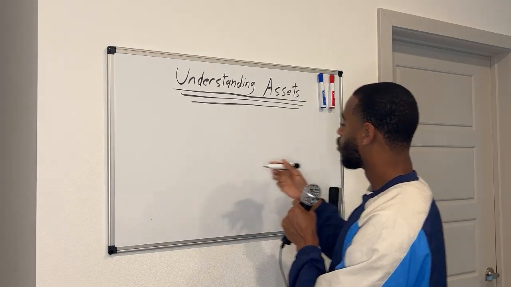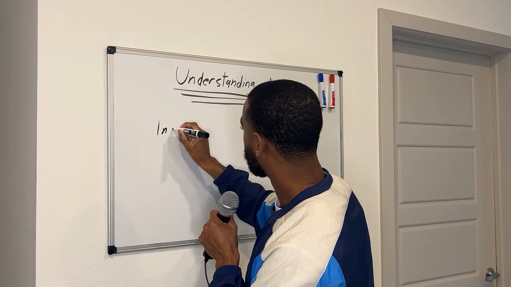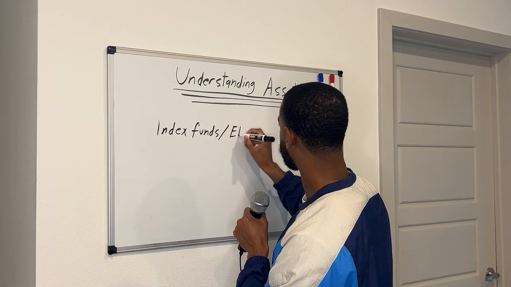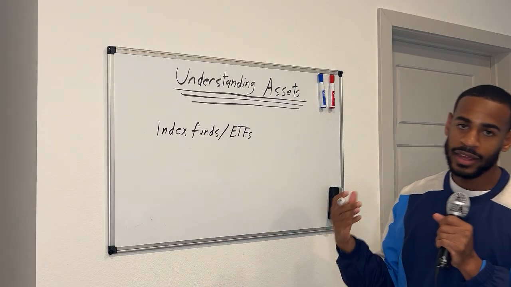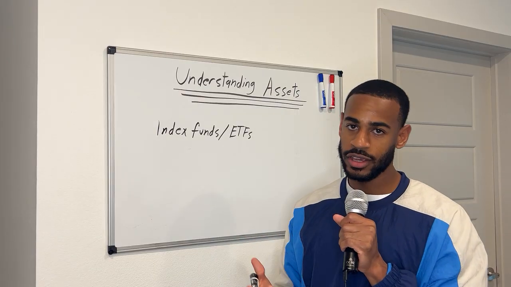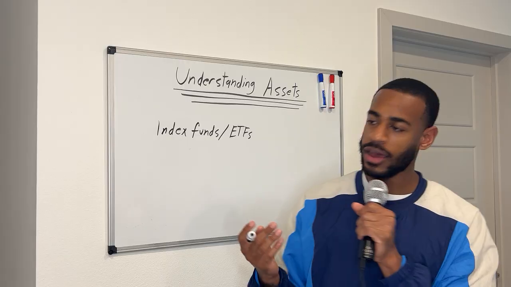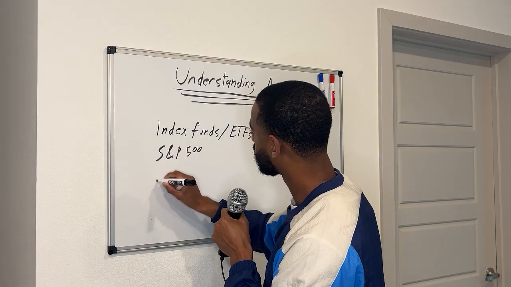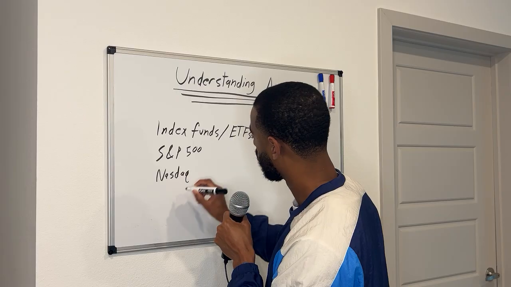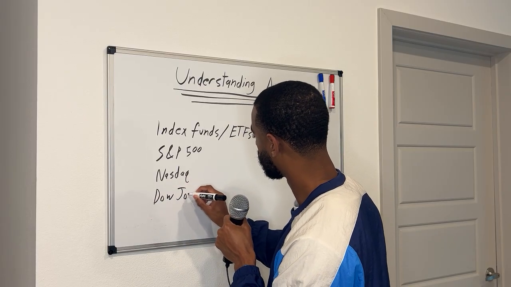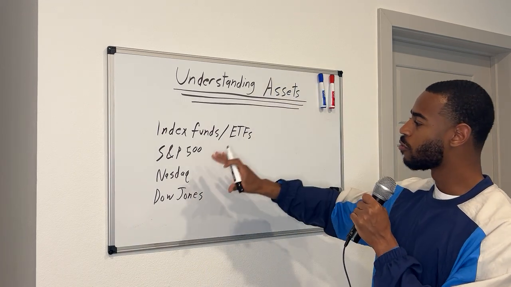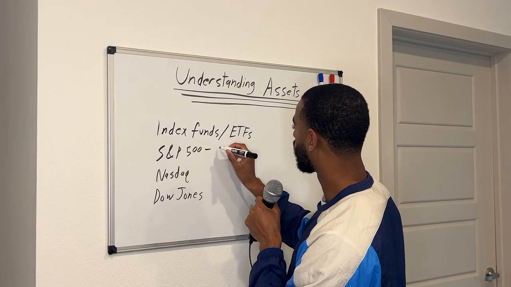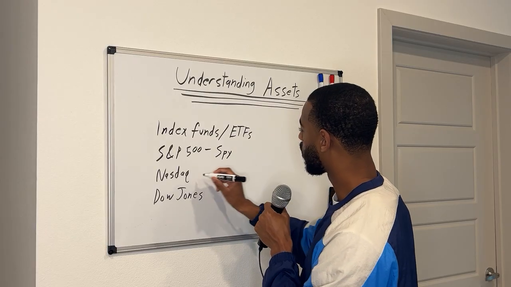Let's go into, I'll kind of pull both of these together, index funds and ETFs, right? So an index fund is a pooled investment vehicle that tracks a stock index. So typically that would be the S&P 500, the NASDAQ, or the Dow Jones, right? So index funds move in tandem with any one of these indexes. And some index funds that go with these are, for S&P 500, you have SPY.